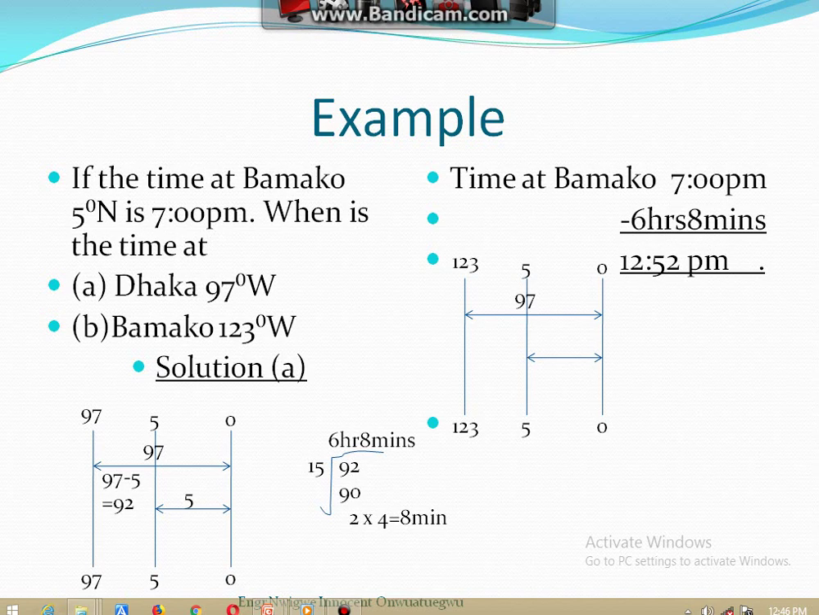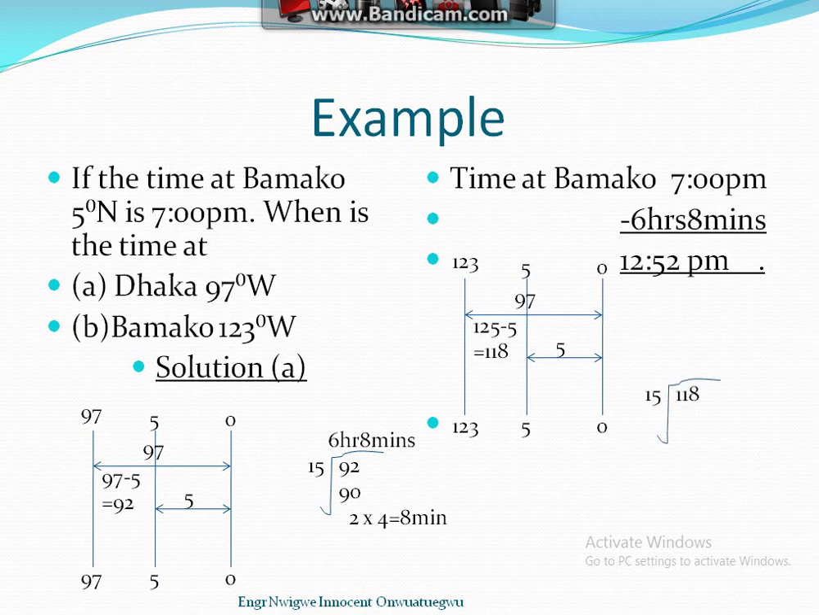Longitude, which is 125 minus 5 to give us 118. Then use 15 to divide 118. 118 divided by 15 will give us 7. 7 times 15 is 105. 105 minus 118 will give us 13. 13 times 4 minutes is equal to 52 minutes. So we now have 7 hours 52 minutes.